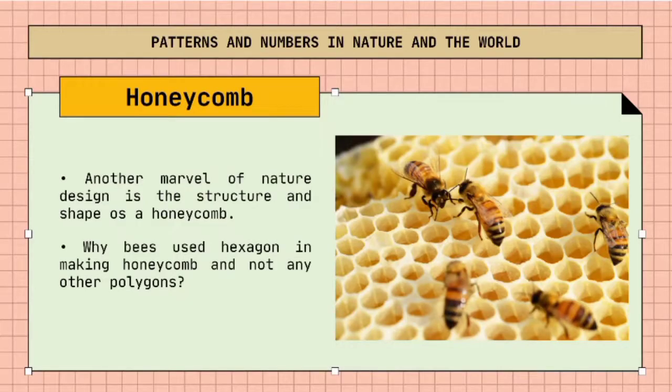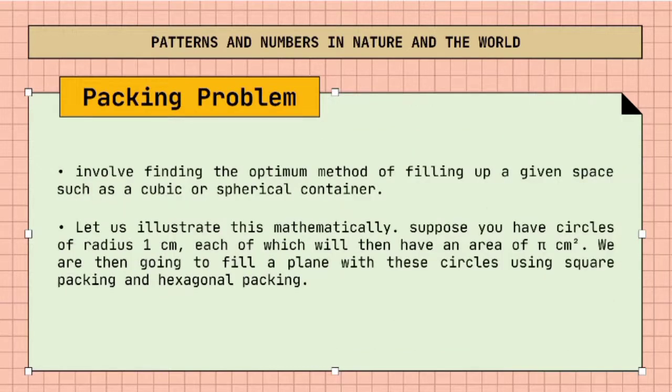So next is the honeycomb. Another marvel of nature's design is the structure and shape of a honeycomb. Why do bees use hexagons in making honeycomb and not any other polygons? We will find out later. Packing problems involve finding the optimum method of filling up a given space such as a cubic or spherical container. Let us illustrate this mathematically.